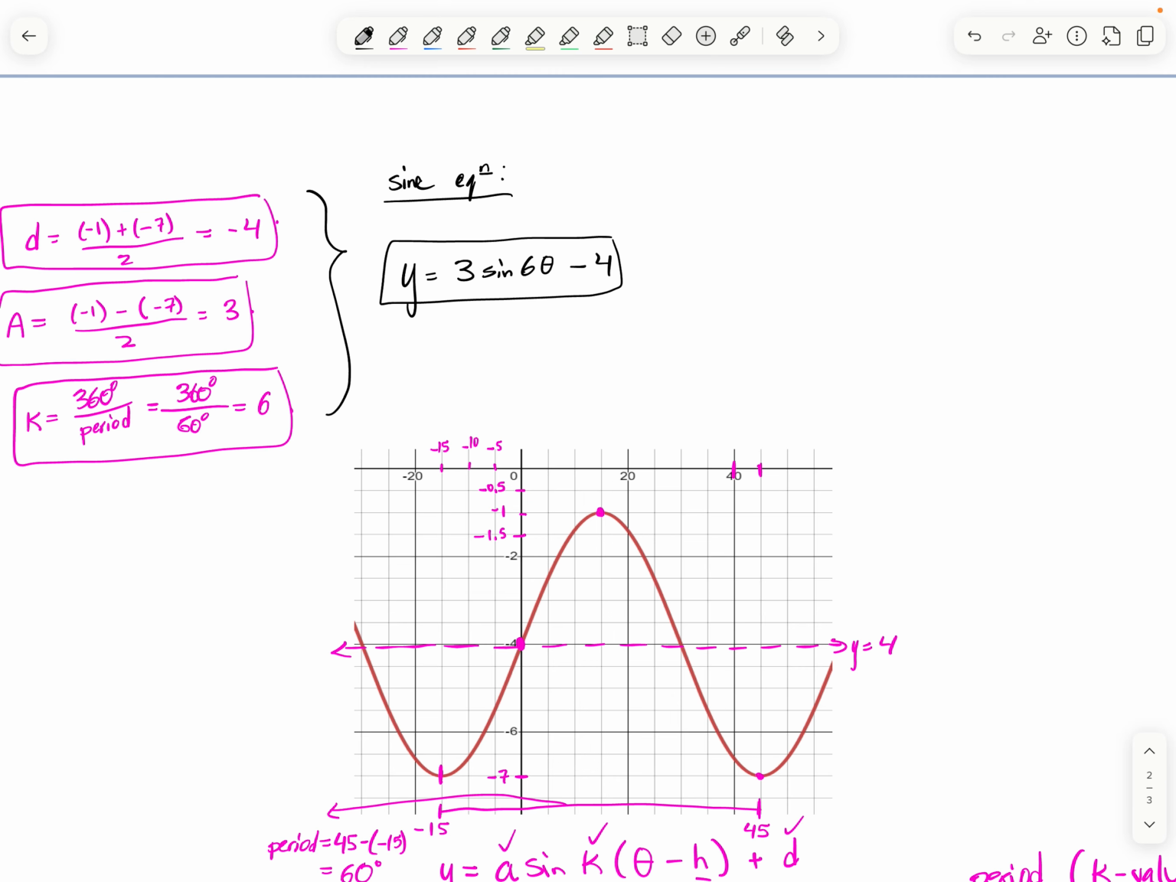And if we want to do a cosine equation, here the phase shift h is equal to 0. So h is equal to 0 degrees. I don't need a phase shift.